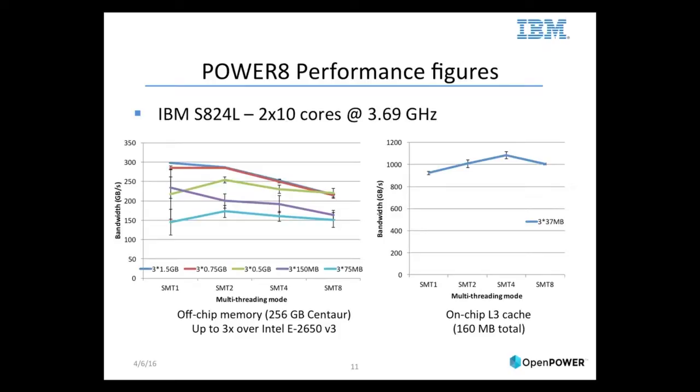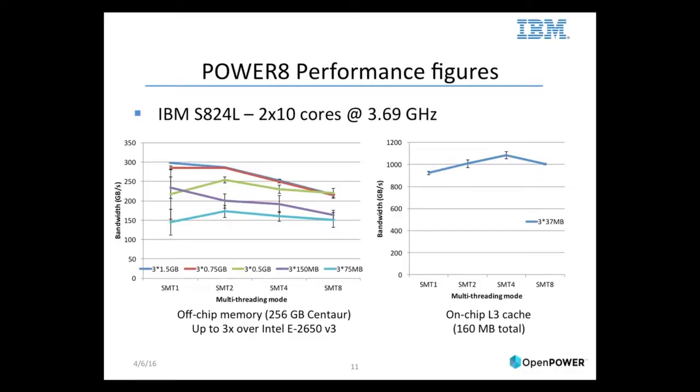The maximum bandwidth we can achieve is somewhere around 300 gigabytes a second, which is pretty impressive, especially when compared to the competition. But one thing to note is you really need a considerable amount of data, about 1.5 gigabytes per array, so a total of 4.5 gigabytes being streamed in from memory and then out to actually get there. And in addition to that, on POWER8 you can have up to 4 physical threads on each core.